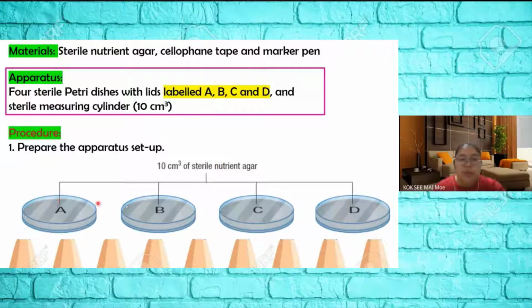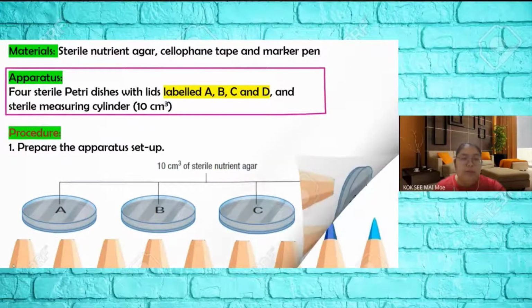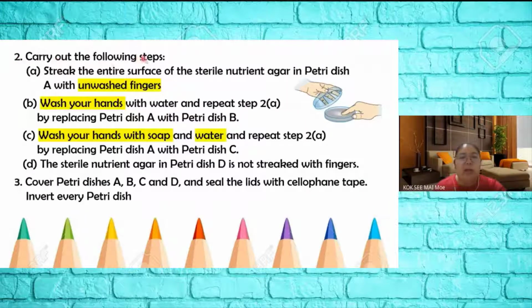First, they prepare 4 petri dishes. Inside each they get 10 cm cube of the sterile nutrient agar, so everyone gets the same nutrient agar. Then we continue to the second step. They strip the entire surface of the nutrient agar in the petri dish with an unwashed finger. You put your finger, never washed, and touch the whole agar.